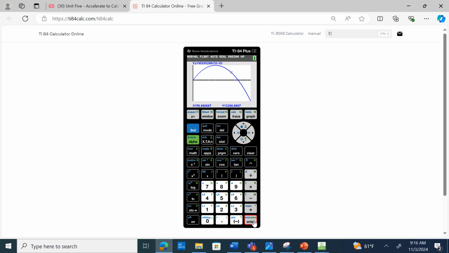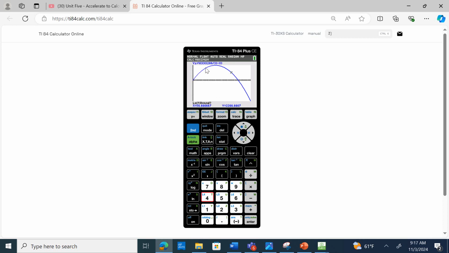2,266.6 repeating square feet. The next question, which is question number 4, says what is the maximum area? So to figure out that, I want to know what is this highest y value. Remember, x is the smaller width of one of the 4 equal rectangles, and your y value is the total area of the combined 4 rectangles. So second trace, I want to know what is the maximum, which is 4.